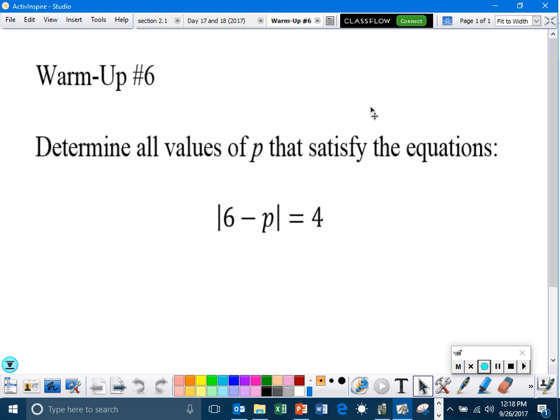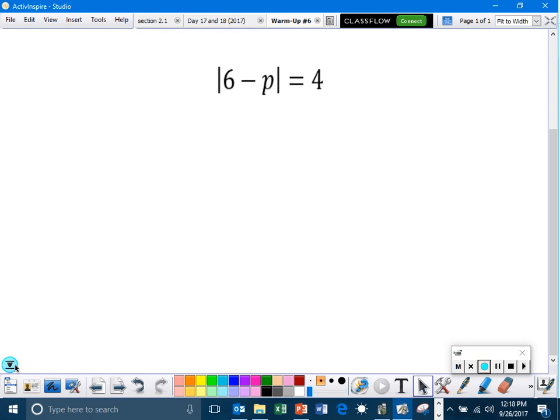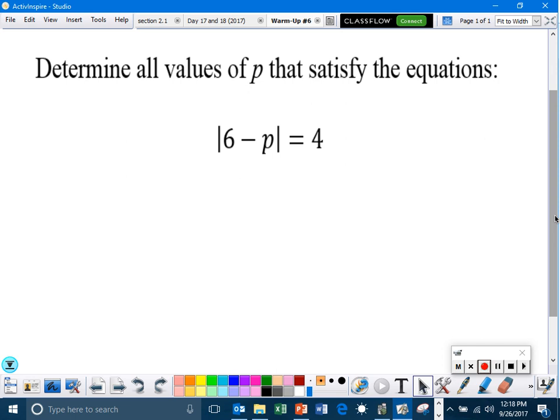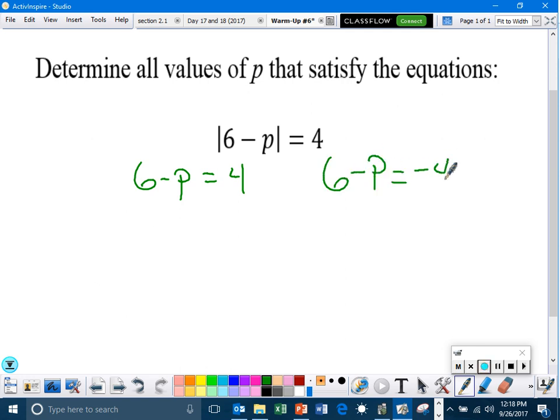All right, I know this was from chapter 1. This is a warm-up we missed last week, so we're going to go ahead and do this warm-up now. So we're going to determine all values of p that satisfy the equation. All right, so the absolute value of 6 minus p equals 4. So remember we're going to create 2 equations with that. And then the other equation would be 6 minus p equals negative 4.